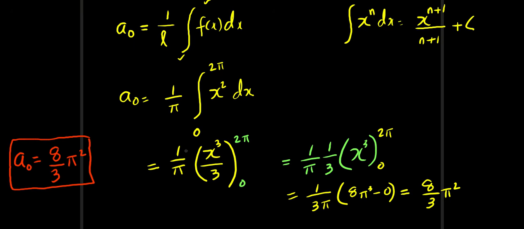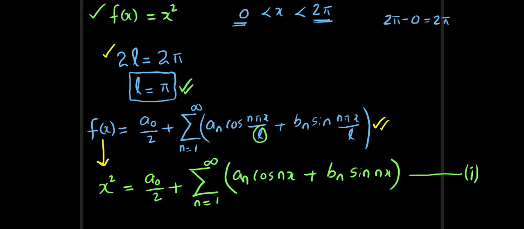So let's go through it once more. What's our aim? Our aim is to convert the given function in terms of sines and cosines. We have a standard formula, and we ended up in equation number 1. I hope you remember equation number 1. Now our objective is to find a naught. Okay, already done. And now we are going to find an, and finally bn, and that's it. That's the end of the story.